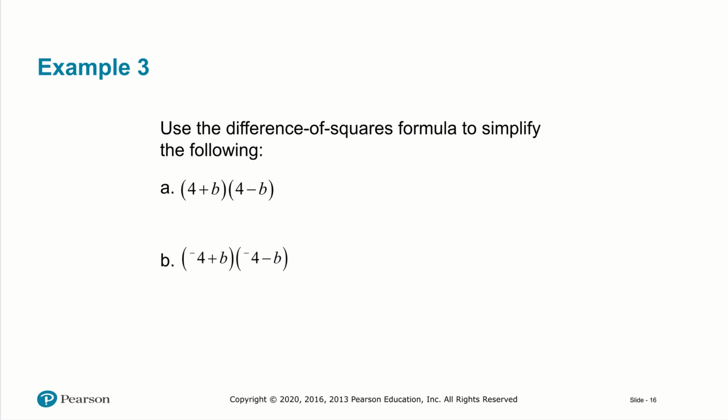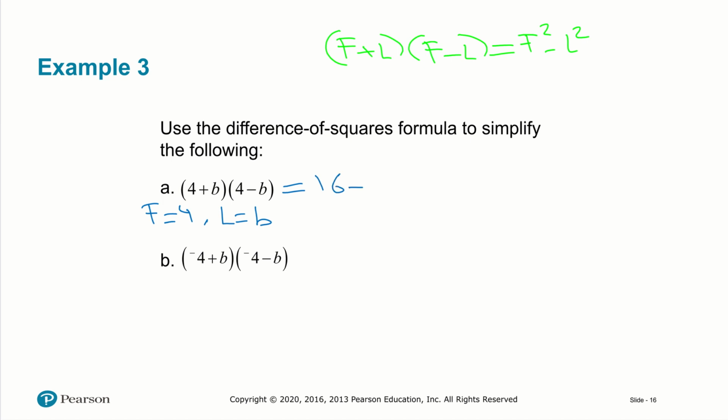All right, remember you're going to be using the product of conjugates formula, f plus L times f minus L equals f squared minus L squared. So what is playing the role of f here? 4. And what's playing the role of L? B. So what's f squared going to be? That's going to be 16 minus L squared. L is B, so L squared will be B squared.